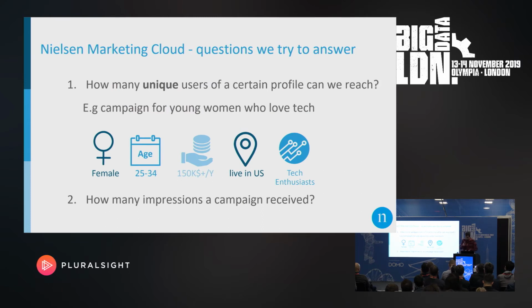So what are the business questions that we try to answer? Essentially, there are 2 types of questions. The first is a uniqueness question. Let's say that we have a client who wants to run a campaign for young women who love steak. He defines the attributes for his campaign: in this case, female, in a specific age, with a specific annual salary, also living in the United States. And we need to be able to give him the result in almost near real time of the number of unique devices that he can reach if he runs this campaign. So this is the first type of question.